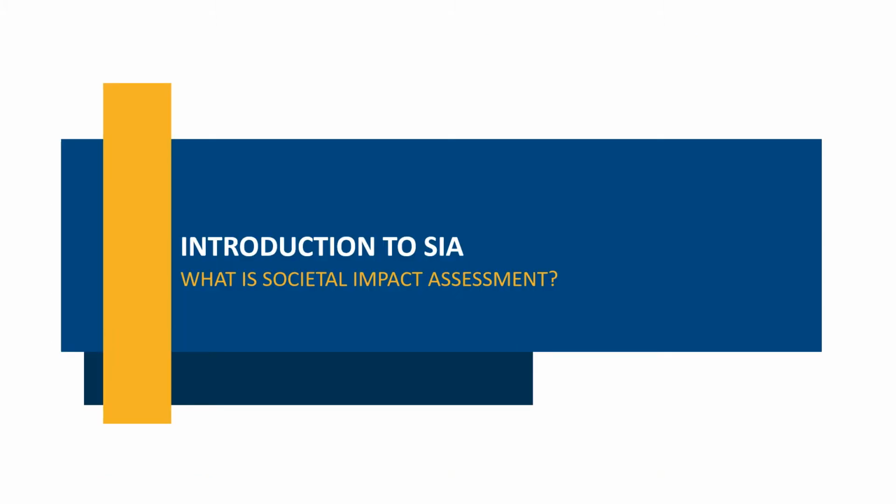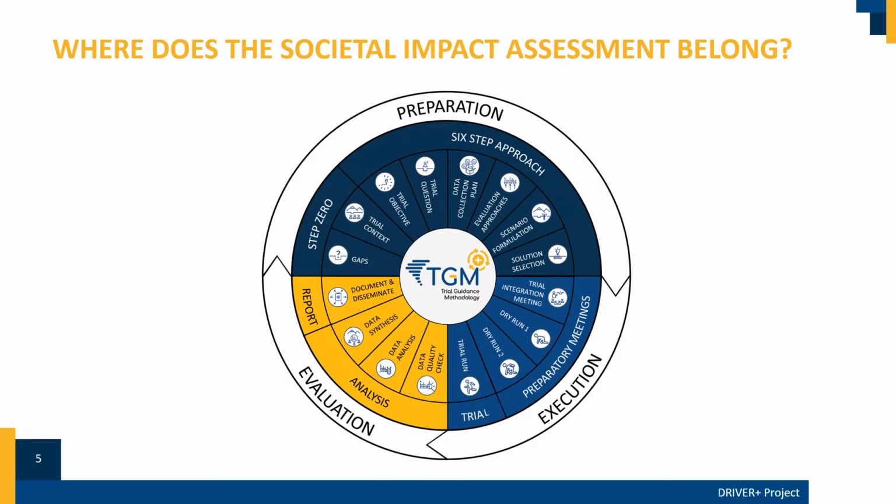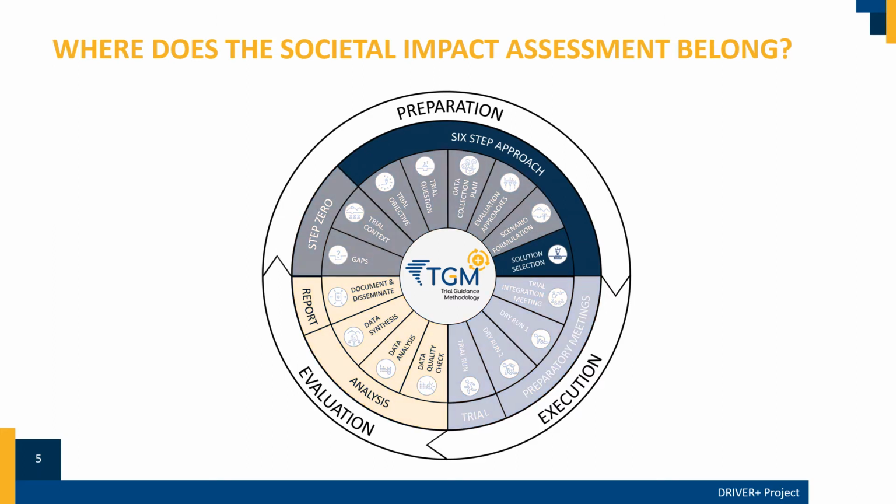We now start with what societal impact assessment entails. SIA is done during the solution selection step, as it will inform on the selection of the most appropriate solution. The approach and concepts of this method can be applied and considered at any step and any phase of the TGM. For instance, also when communicating your trial results to externals in the final documentation and dissemination step.